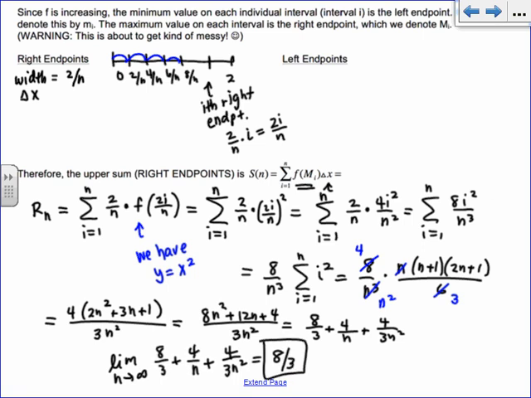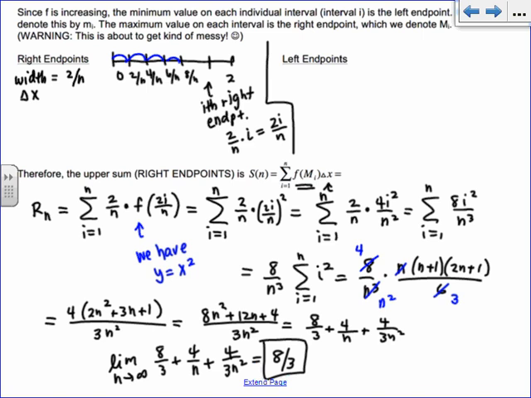Now, if we did the left endpoints, you'll see the left endpoints are actually harder. I'm sure that you think the right endpoints are hard, right? I know it's hard. I've done this before. I remember being totally confused when I did this in calculus. That's why we have these office hours. Come to office hours if you get stuck.